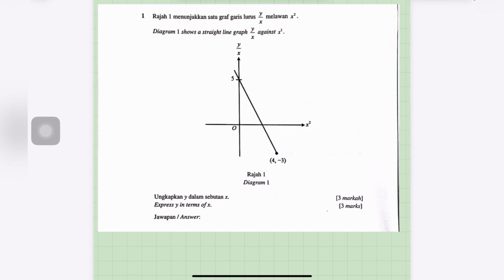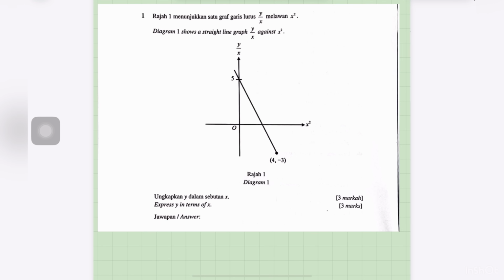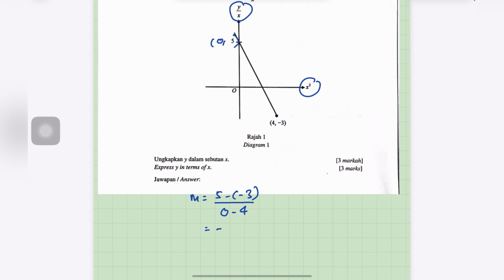Okay, question number 1. Diagram 1 shows a straight line graph of y over x against x squared. Express y in terms of x. Here we have a straight line graph, with big Y as y over x and big X as x squared. First of all, we need to find the gradient, m. y2 minus y1, this coordinate is (0, 5), so 5 minus negative 3 over x2 minus x1, 0 minus 4. So here we have 8 over negative 4, which equals negative 2.